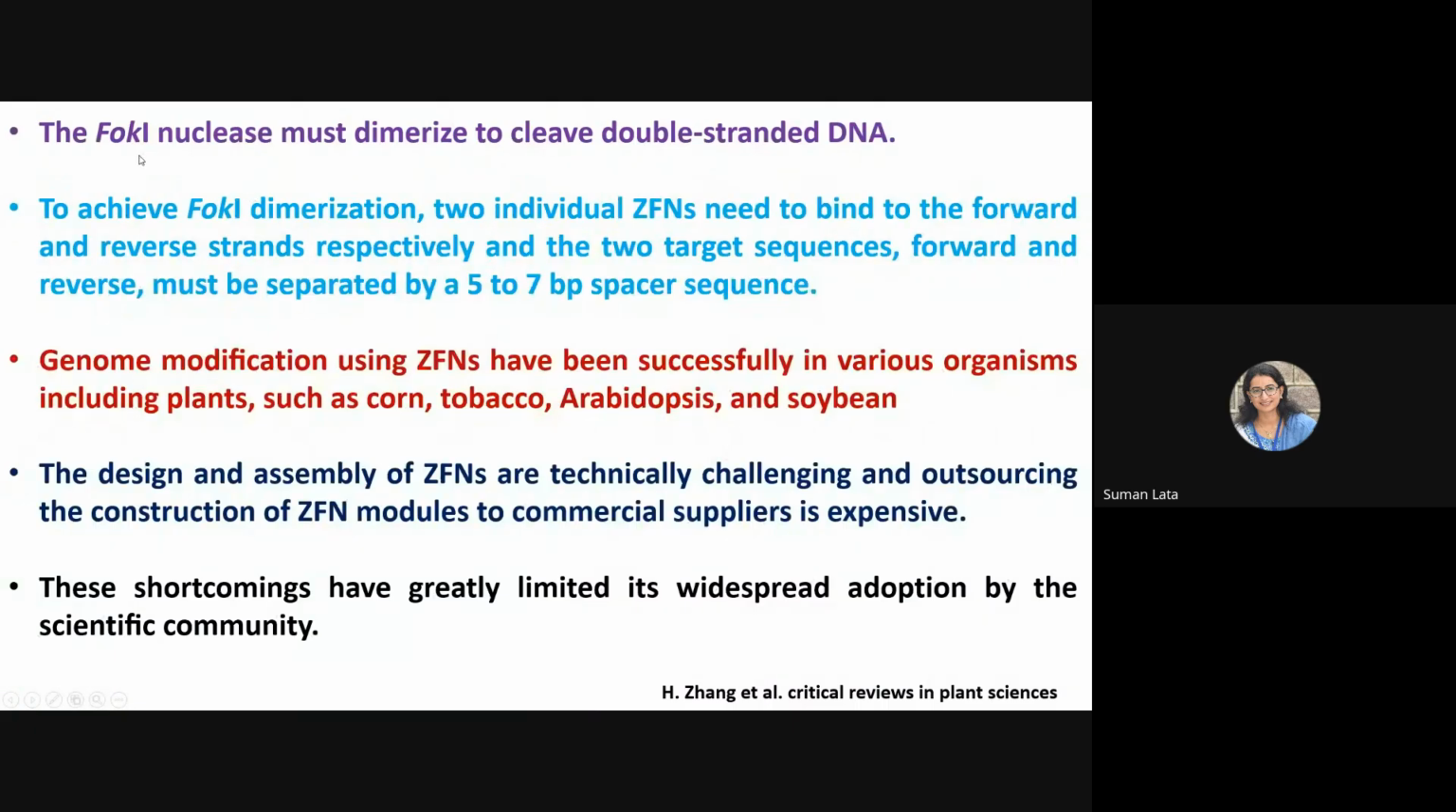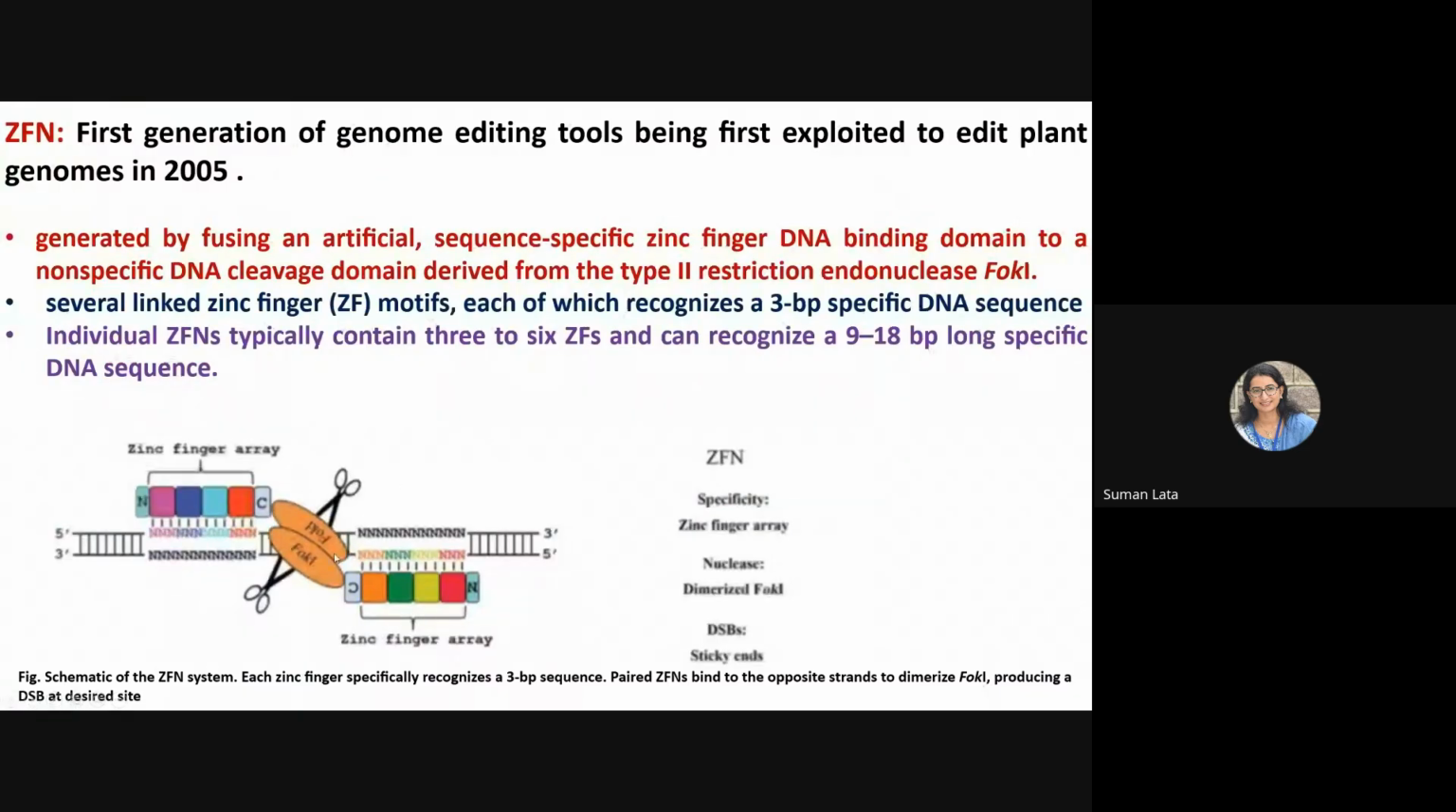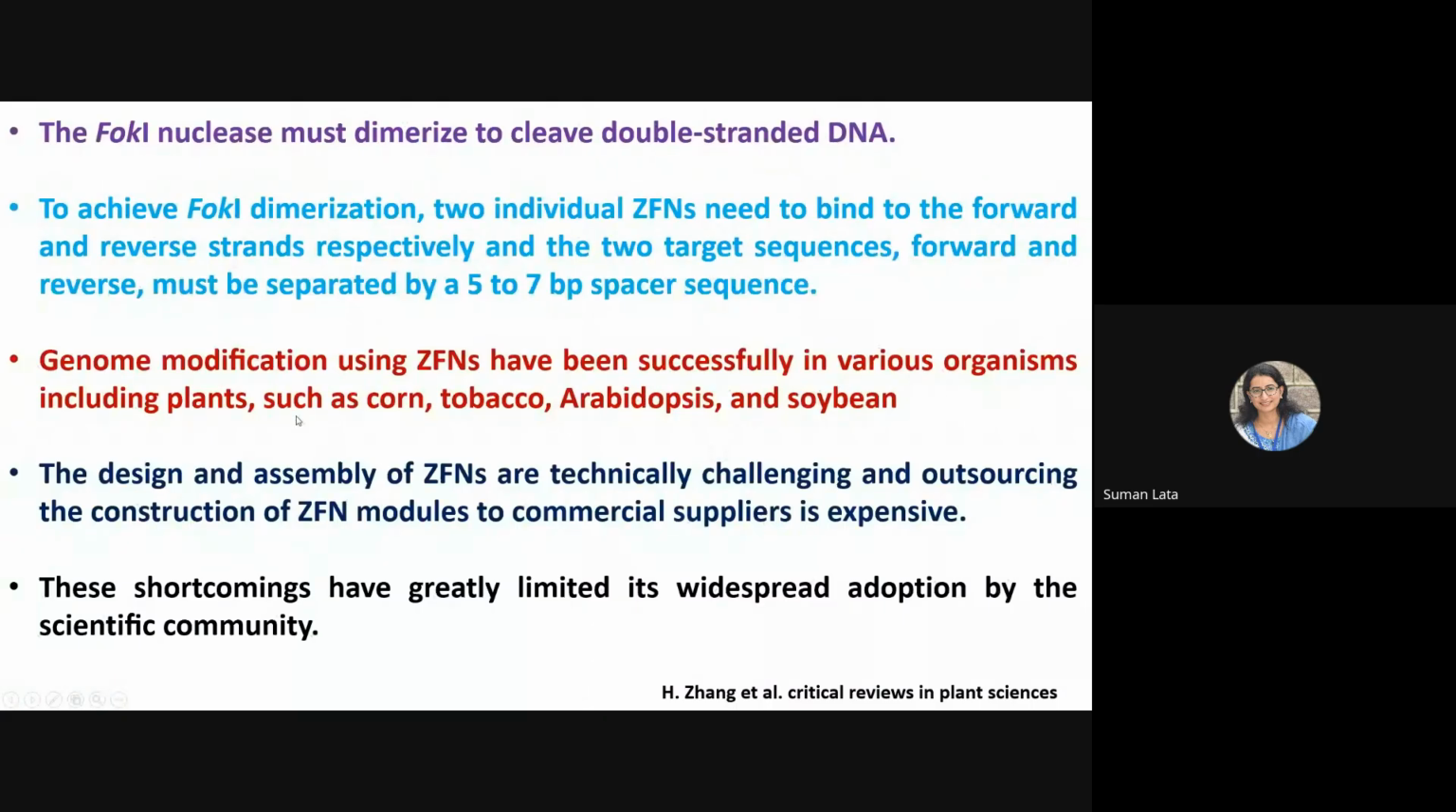So the FokI nuclease must dimerize to cleave the double-stranded DNA. And to achieve the dimerization of FokI, the two individual zinc finger nucleases need to bind to the forward strand and reverse strand. And the two target sequences must be separated by a 5 to 7 base pair spacer sequence. So this is the spacer sequence, and these are the two zinc finger arrays.